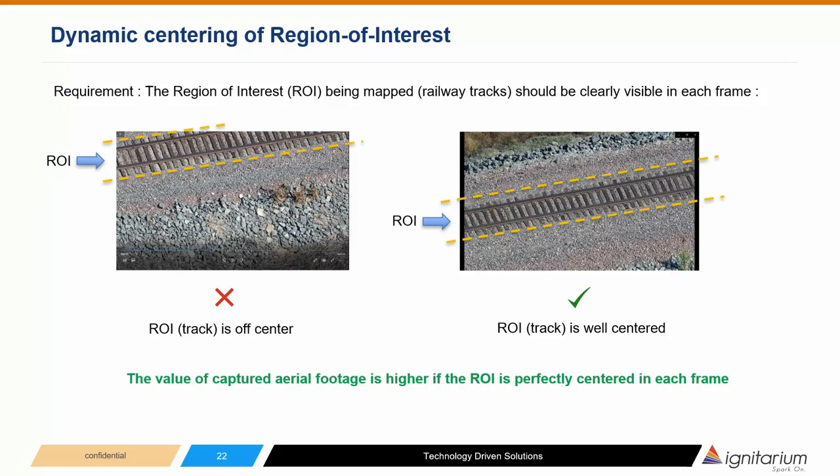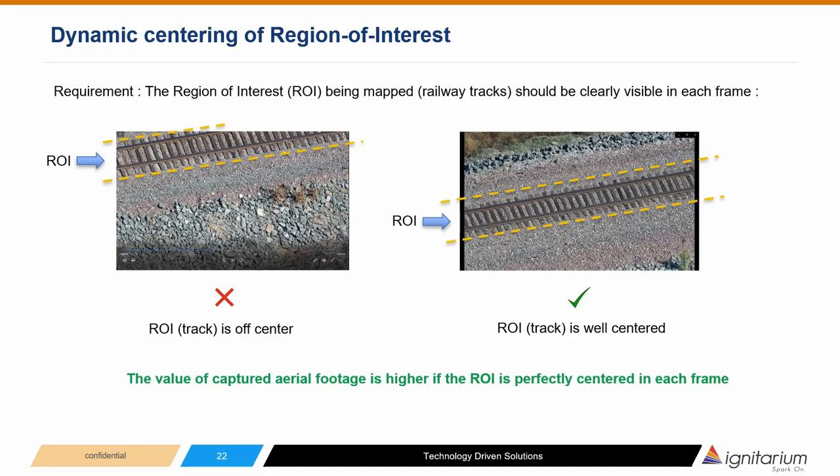One of the problems with image acquisition from an aerial platform is the motion of the aircraft. As the aircraft pitches, yaws, and rolls, the region of interest, in this case the railway track itself, might not be fully visible in a frame. For fine anomaly detection, it is imperative that the track is clearly visible in every frame or at least most frames. We accomplish this by implementing a closed-loop AI-based dynamic ROI centering algorithm running on the NVIDIA Jetson TX2.